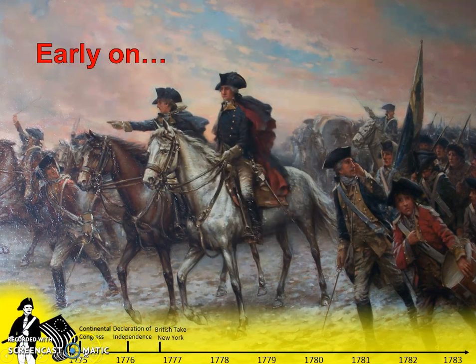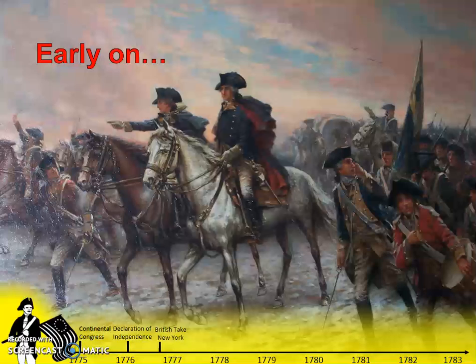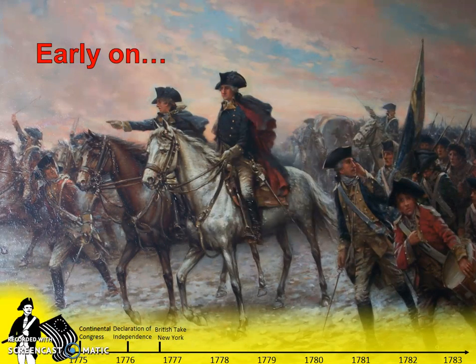Alright, so you can see our timeline down here. The Continental Congress is meeting, the Declaration is signed, and then the war is going to start after the declaration. So the first battle is the Battle of New York, and it does not turn out very good for the Patriots, the Continental Army. Early on, this is a very difficult war for the Patriots.